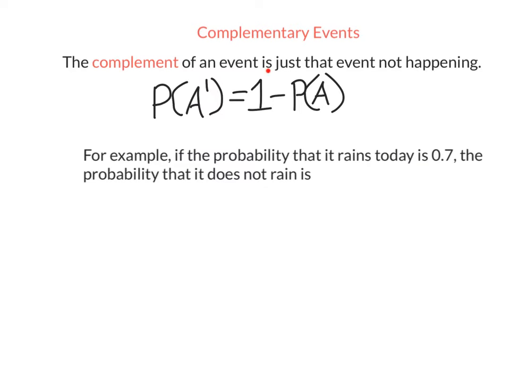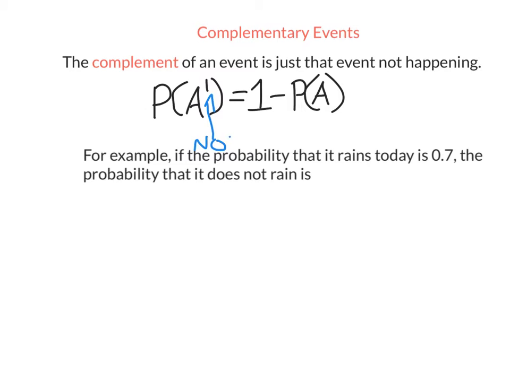The complement of an event is just the event not happening. So the complement of you going to school tomorrow is you don't go to school tomorrow. The complement of your team winning on the weekend is your team doesn't win on the weekend. So note this little dash here means not.